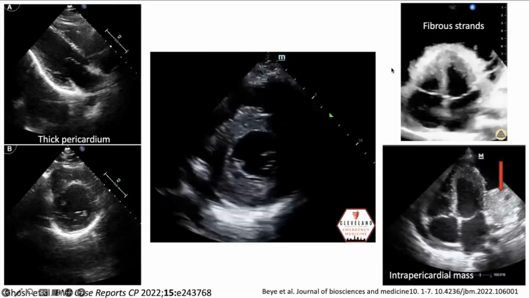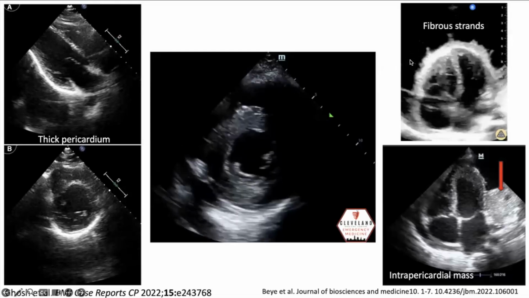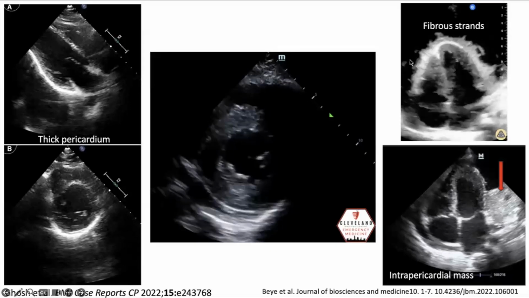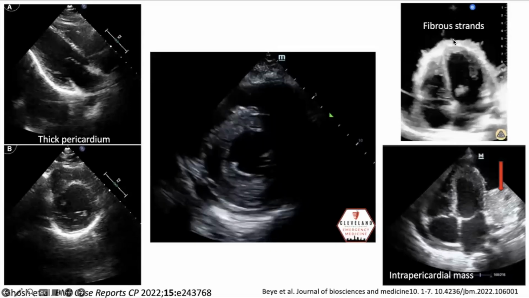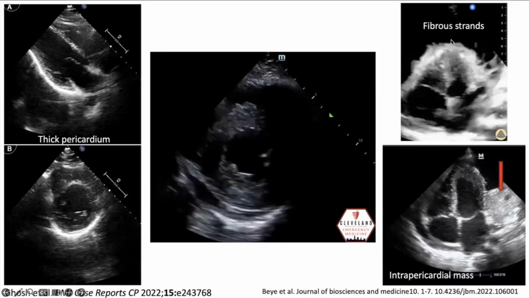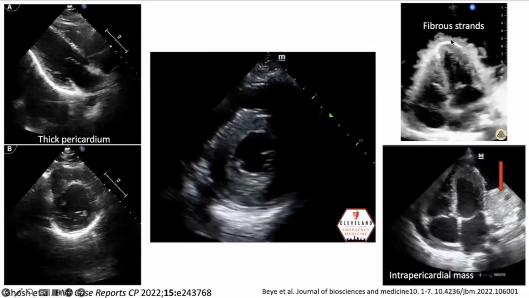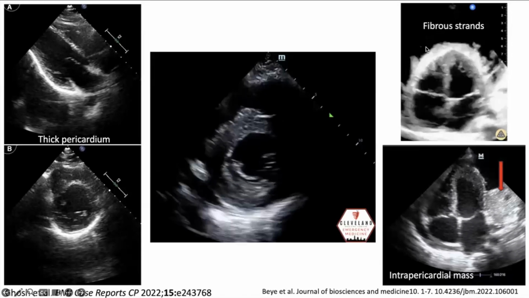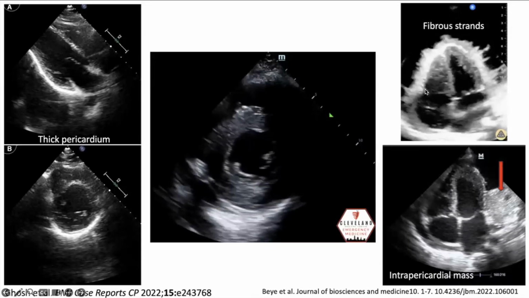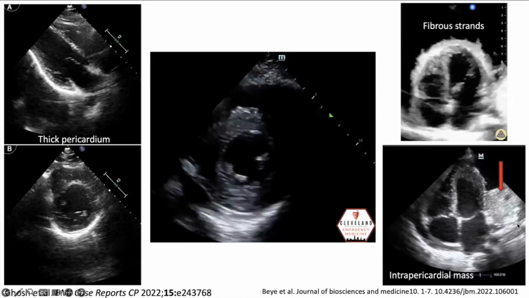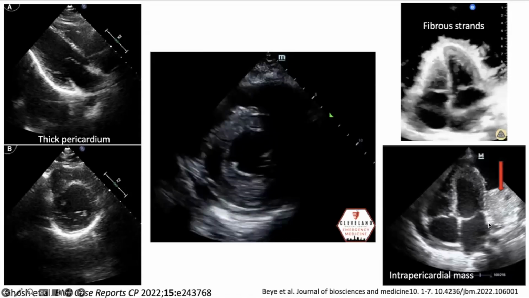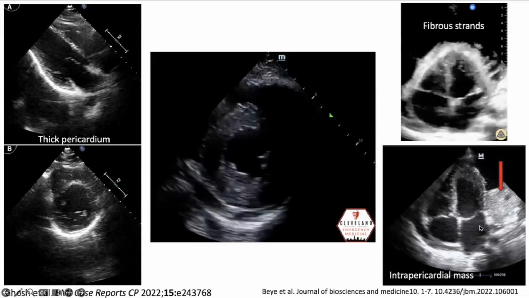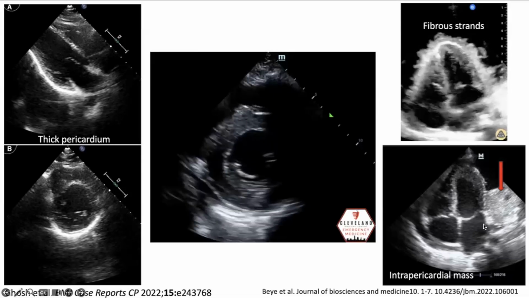And the one over here shows you some fibrous strands in the pericardium. And you can see this in chronic pericarditis in patients who have, for example, uremic pericarditis, or in general, it's not very specific, but it tells you in general there is some sort of inflammation happening. And this one, I wanted to show you that you can also have masses in the pericardium that can cause pericarditis and effusion and tamponade.